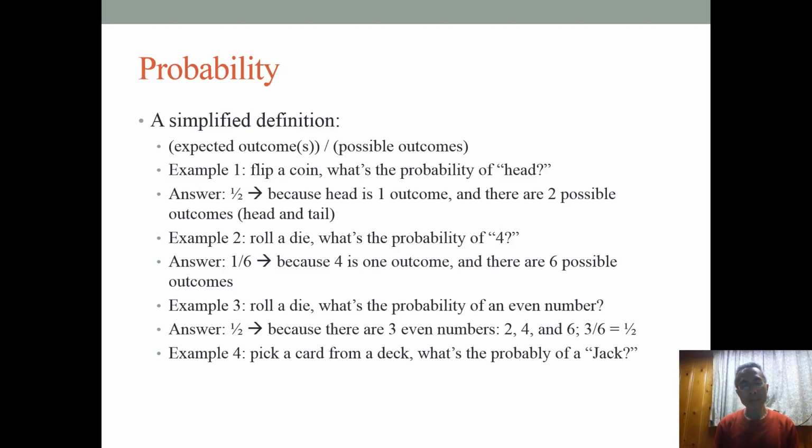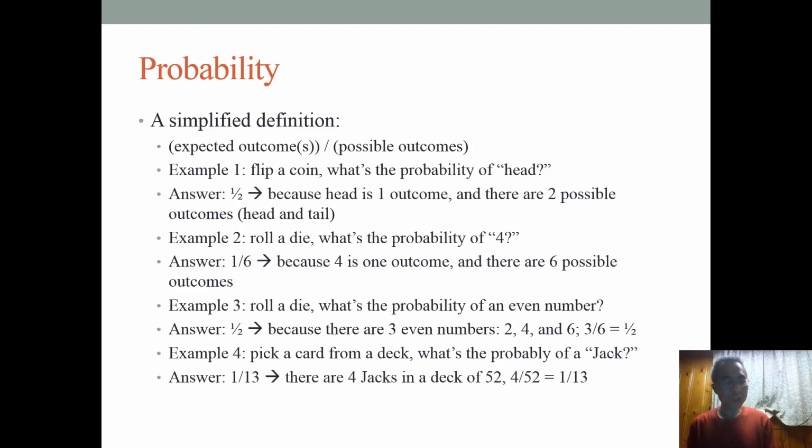Now, when we pick a card from a deck, what's the probability of a jack? How many jacks are in the deck? So the answer should be 1 out of 13, right? There are 4 jacks in the deck of 52. So 4 divided by 52 is 1/13.